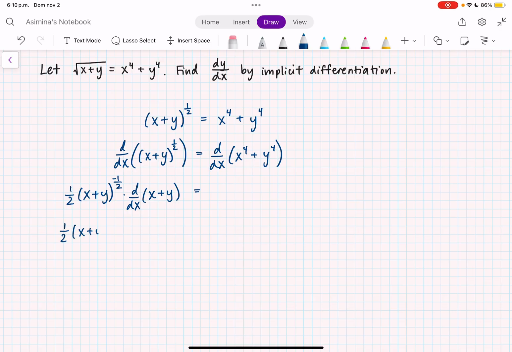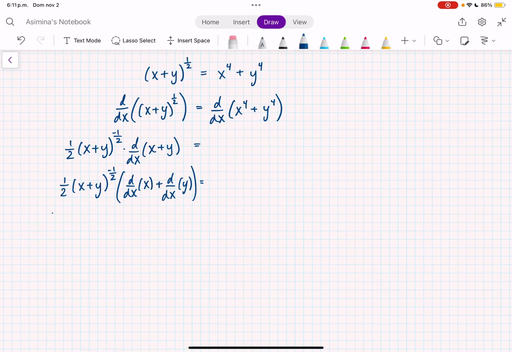Well, we can break this up as d/dx of x plus d/dx of y. And so what is that? Well, the derivative of x with respect to x is just 1. And then what is the derivative of y with respect to x? That's dy/dx. And so that is the left-hand side.